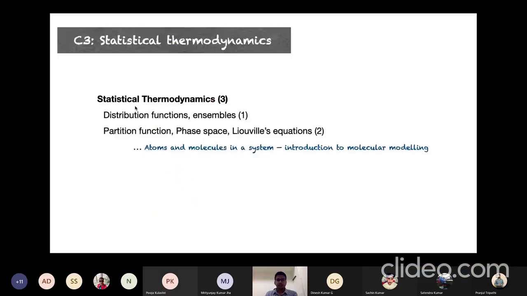Okay, great. So today I'll be covering the topics mostly in statistical thermodynamics. And as you have noticed that I have put a number 3, so we'll have 3 classes on this part. First one, today I'll be teaching about the distribution functions, ensembles. Then next 2 classes, I'll discuss more about partition function, phase space, and then slowly we'll move to molecular dynamics and molecular modeling and dynamics.